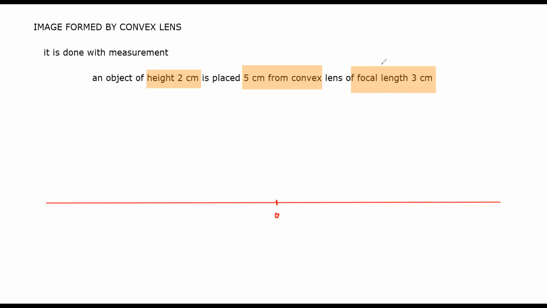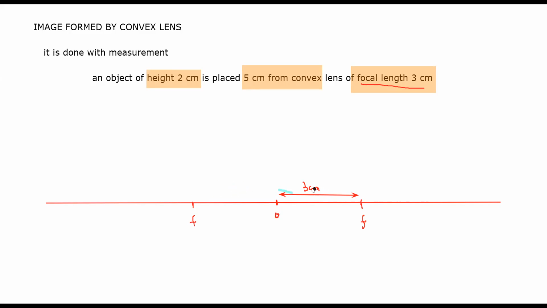Now use your ruler and scale. Focal length is 3 centimeter. So I will measure 3 centimeter from both sides, right and left side. Don't draw these arrows. These arrows are just for indication. I want to explain, that's why I'm drawing this arrow. You will measure 3 centimeter both sides and mark a point, focus F, on both sides.